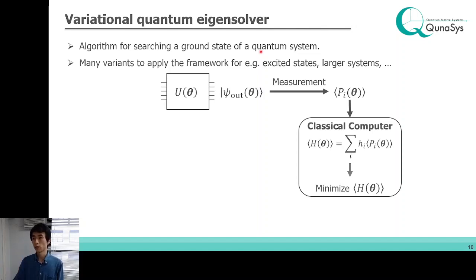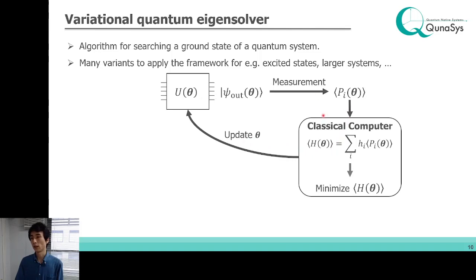And this works like this. So we run the quantum circuit U theta, and we obtain a quantum state psi out, and we measure the expectation value of the Pauli operators that appear in the Hamiltonian, and we combine these expectation values on the classical computer to get the expectation value of this target Hamiltonian. And we want to minimize this H theta because we want to find the ground state, which is the minimum energy state of this Hamiltonian.